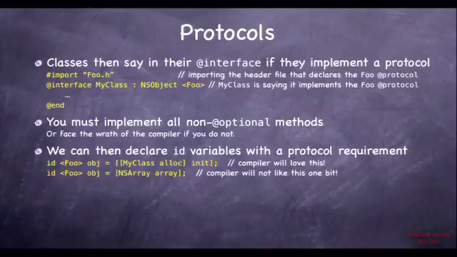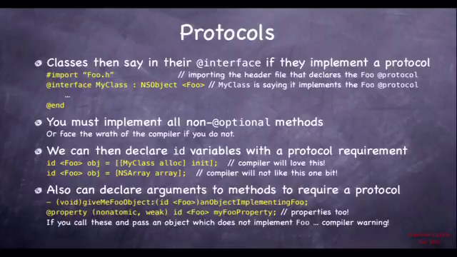So, for example, if I say id angle bracket Foo obj equals MyClass alloc init, that's a winner, because look at MyClass up above. It implements Foo. So the compiler's like, yeah, okay, that's good. But if I say id Foo obj equals NSArray, that's bad, because NSArray does not implement the Foo protocol, and so the compiler will complain in this case.